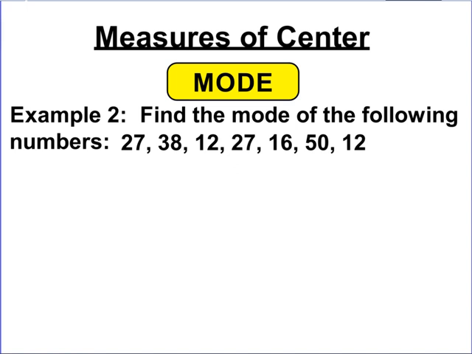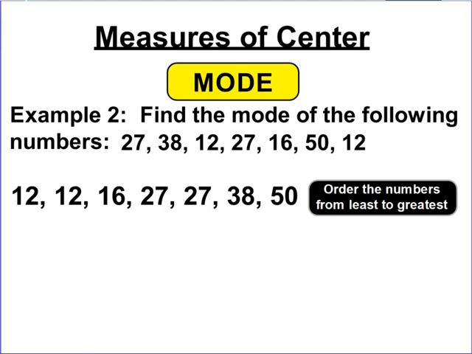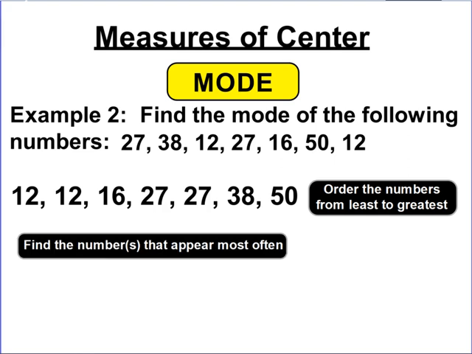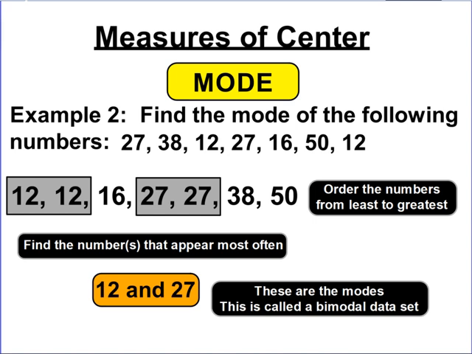In example 2, I changed the data set slightly, so let's put them in order from least to greatest. And now let's find the numbers that appear the most often. So 12 appears twice, and 27 appears twice. So in this data set, they're both a mode. 12 and 27 are both modes. It's called a bimodal data set because the prefix bi means two. So bimodal means two modes.